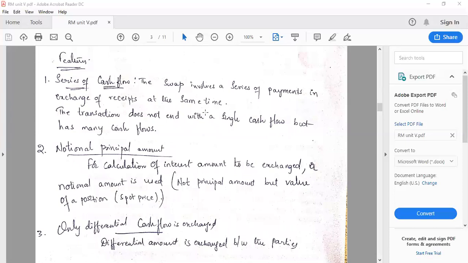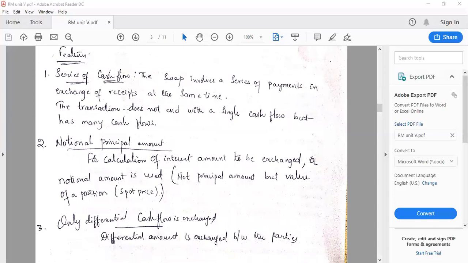Suppose the time period is 3 months, 6 months, or 12 months. Based on the time interval we have chosen, we are going to pay the money and we are going to receive the money, right? A series of payments and a series of receipts is going to happen. So that is one of the features of interest rate swaps.